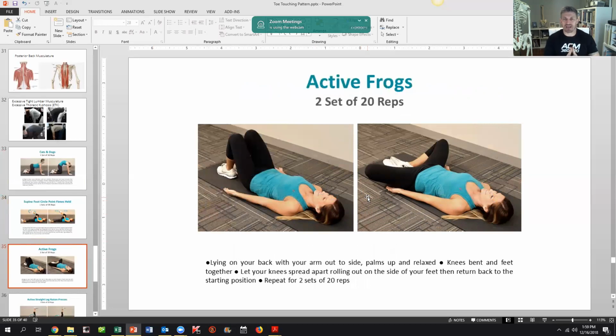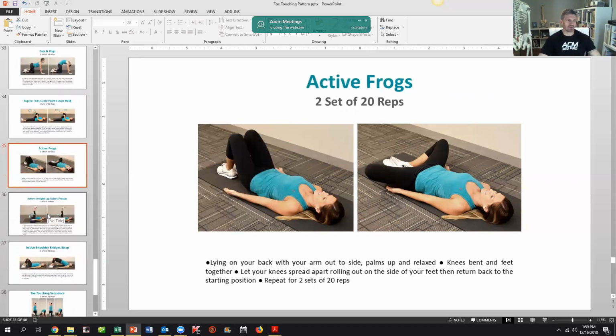If I know someone has some big restrictions in internal rotation, I may actually have them spread their feet apart, width of the mat, and have them go internal rotation and external rotation here too. You can make some modifications to this just to influence the internal external rotation. You can split it and have them go internal external also.